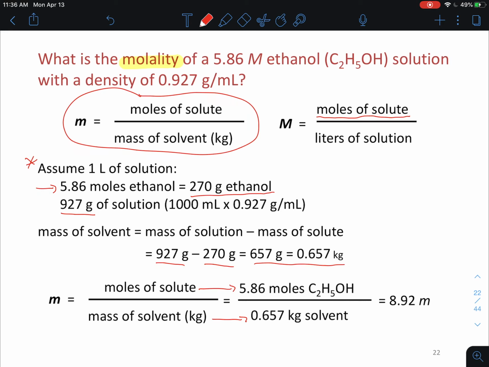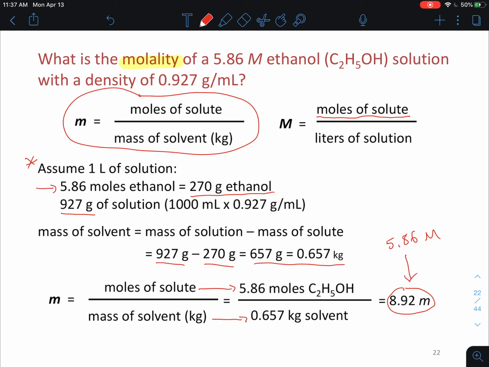So using the assumption of 1 liter, I know how many moles of solute I have, and then I can use the molar mass of the solute to figure out grams. Using the density, I know the total mass of the solution. Then I subtract solute from the solution to get the solvent, and then that's what I know to convert into kilograms and put into the denominator. So at the end of this, we say that for this particular set of conditions, 5.86 molar will be 8.92 molal.